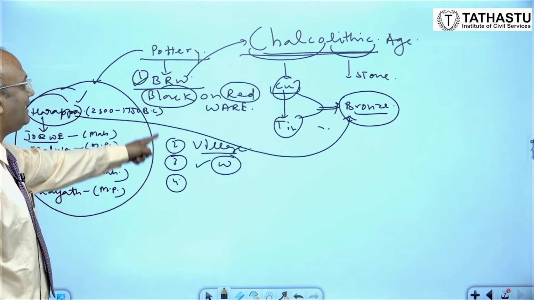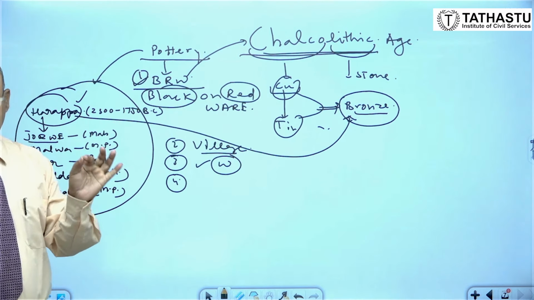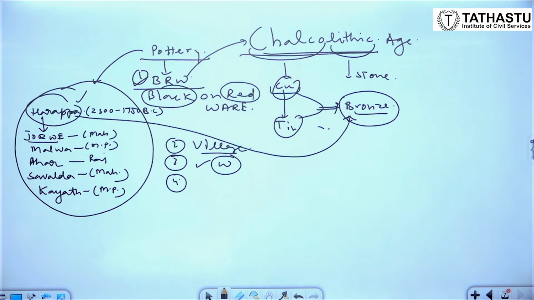Chalcolithic period is a set of many things, many subjects, many cultures, many other things. So make a round circle and then write down Harappa civilization. After the decline of Harappa civilization: Jorwe culture, Maharashtra; Malwa culture, Madhya Pradesh; Ahar culture, Rajasthan; Savalda culture, Maharashtra; Kayatha culture, Madhya Pradesh. This can be asked in the PT exam. It can be asked in UPSC, match the following.